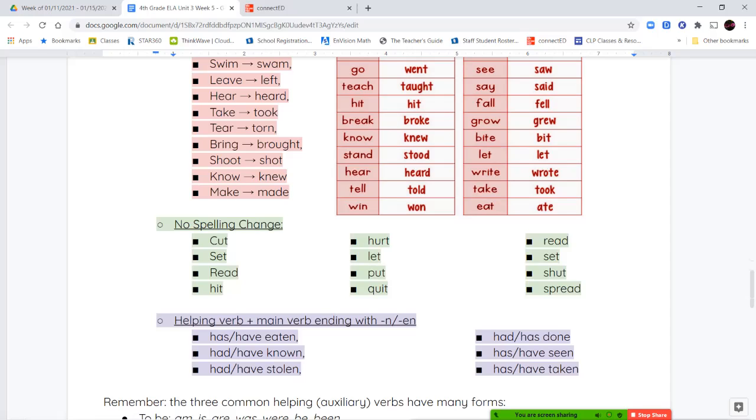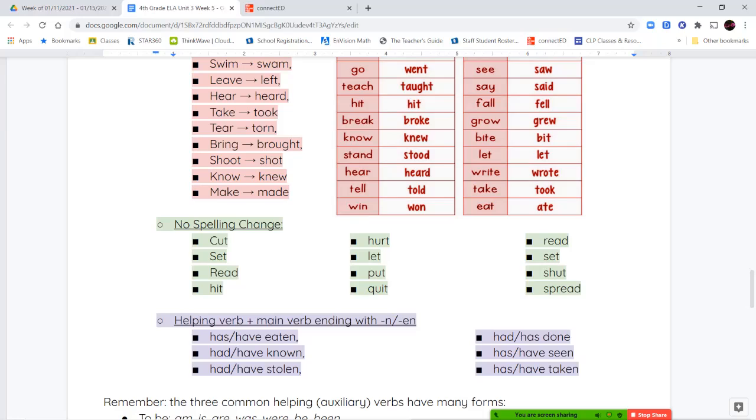Oh, I apologize. I put it twice here for you guys. Hit, hurt, let, put, quit, set, shut, spread. These words do not change forms. So I can say, she spread some butter on her bread yesterday. She will spread butter on her toast tomorrow. You can see that the word doesn't change.